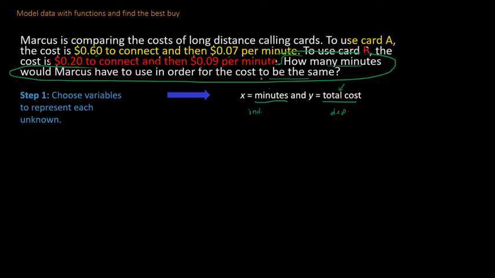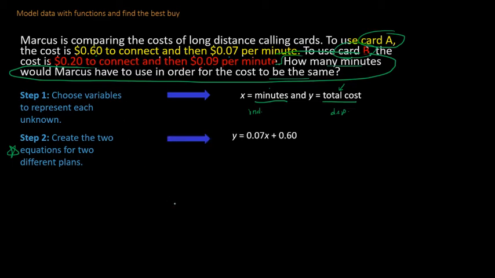Notice, though, that they did not tell us how many minutes Marcus is going to be on the phone for. It just said how many minutes for the cost to be the same. So it sounds tricky, but you'll see in a moment that it's actually not so tricky to figure out. But before we get to that, now that I've decided that x stands for minutes and y stands for total cost, I'm going to create equations, one to represent card A, one to represent card B, that give me this highlighted information in equation form.